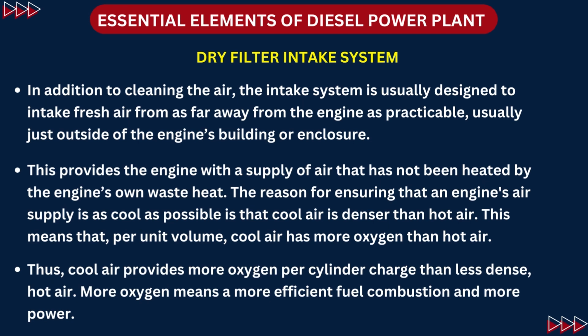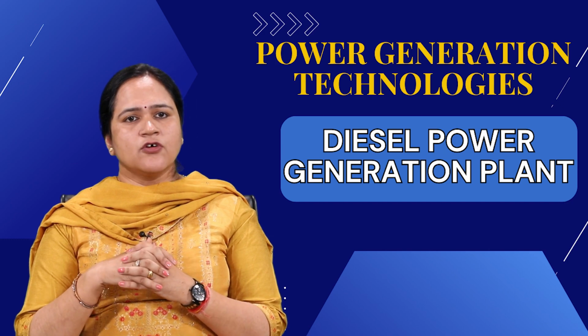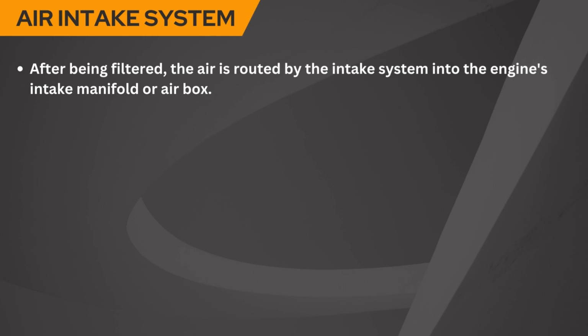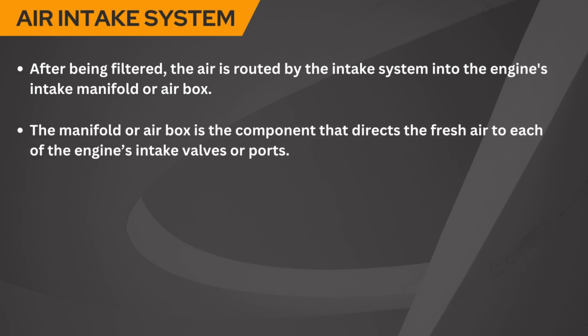So, more oxygen means a better fuel combustion or an efficient fuel combustion, and if the fuel combustion is efficient, the power will be also more. So, these are the advantages of the cool air. After being filtered, this air is routed by the intake system into the engine's intake manifold or air box, and this manifold or air box is the component that directs the fresh air to each of the engine's intake valves or ports depending upon 2-stroke or 4-stroke engine.